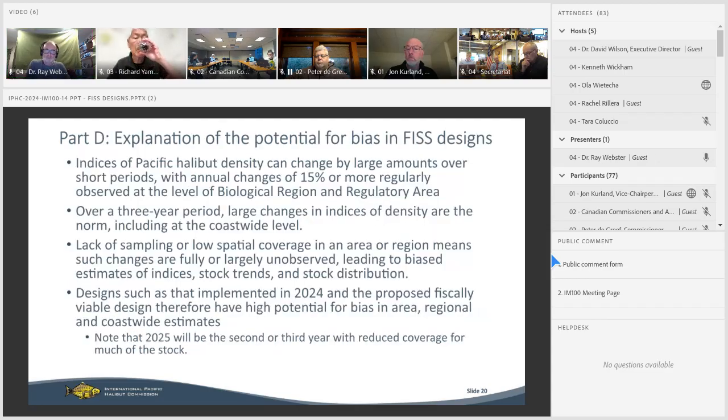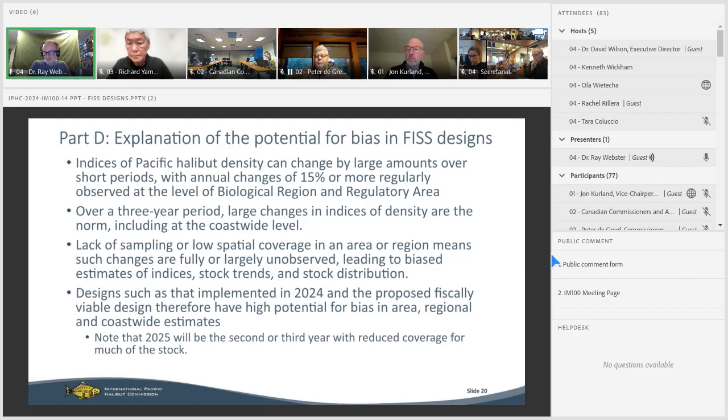Potential for bias in the FIS designs. Indices of Pacific halibut density can change by large amounts over short periods, with annual changes of 15% or more regularly observed at the level of biological region and regulatory area. Over a 3-year period, large changes in indices of density are the norm, including at the coastwide level. Lack of sampling or low spatial coverage in an area or region means such changes are fully or largely unobserved, leading to biased estimates of indices, stock trends, and stock distribution.